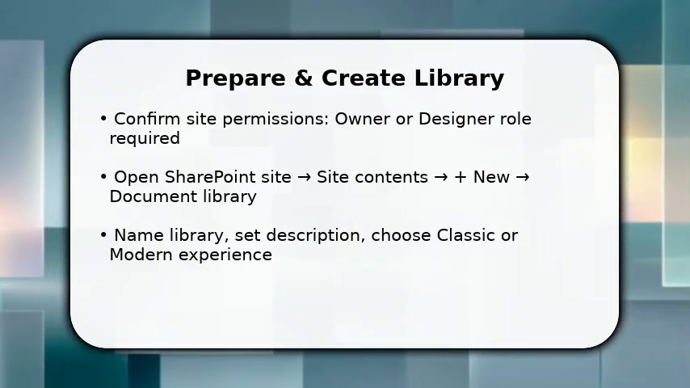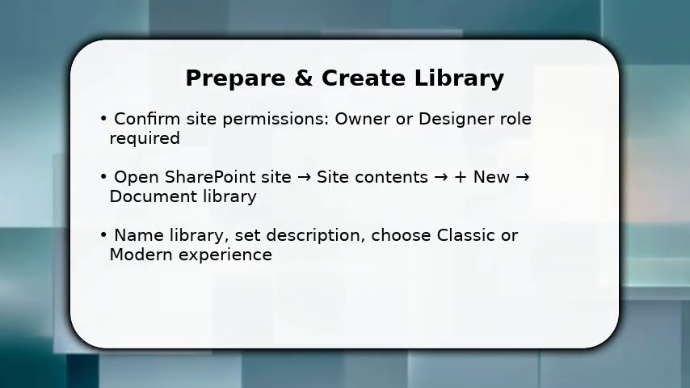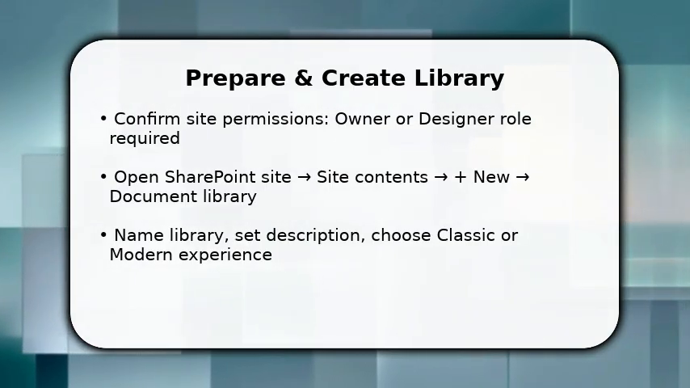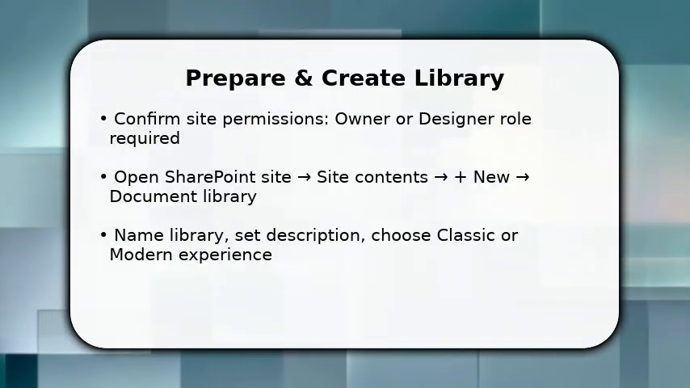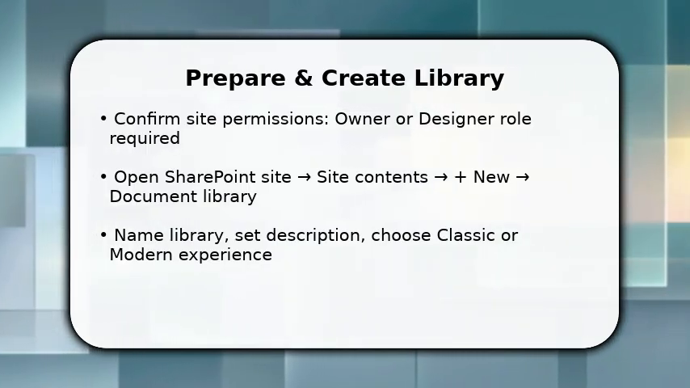You start by confirming you have owner or designer permissions. Without them, you can't create a library. Once confirmed, open the site and go to Site Contents. Click plus New and choose Document Library, name it clearly and add a concise description.